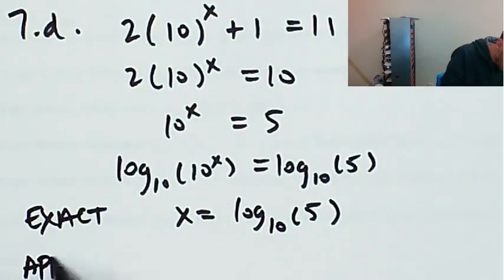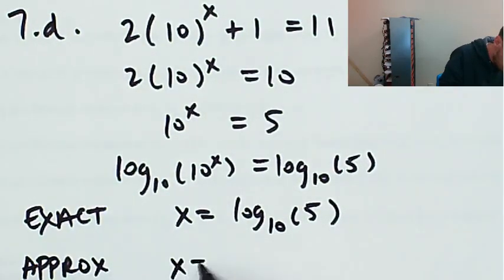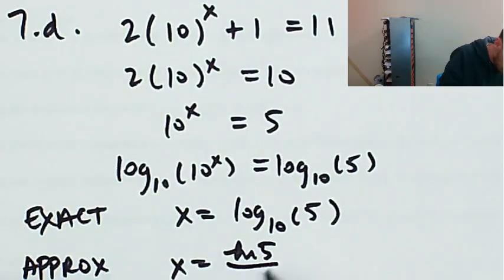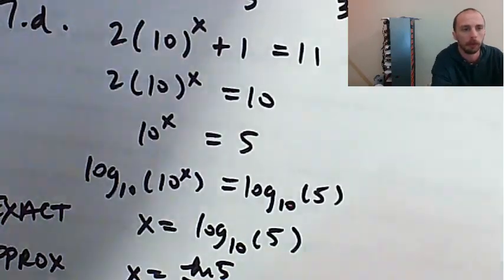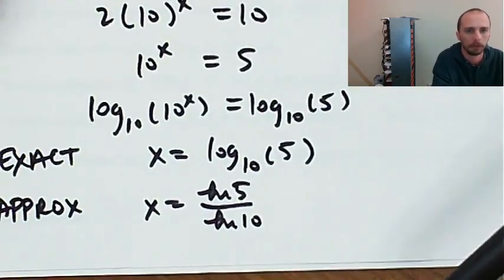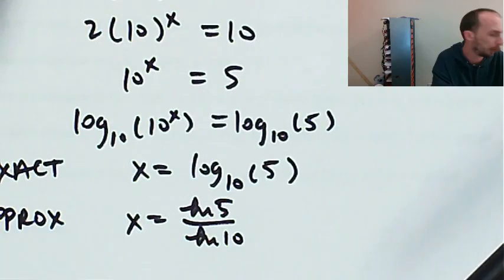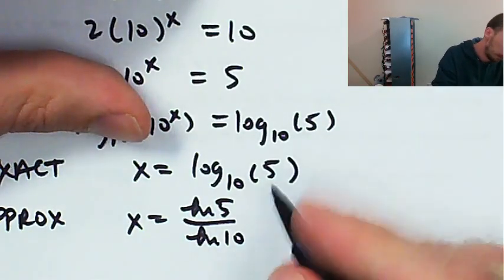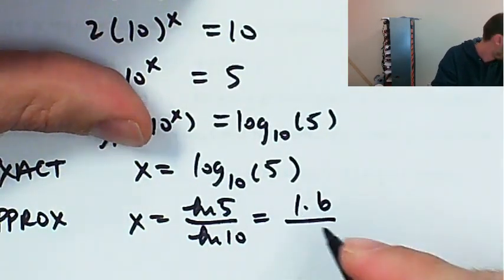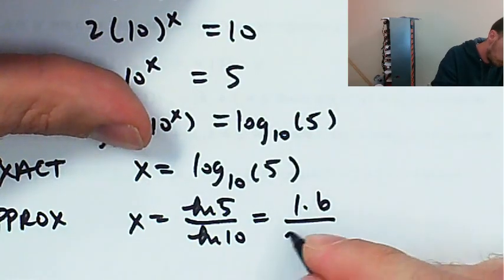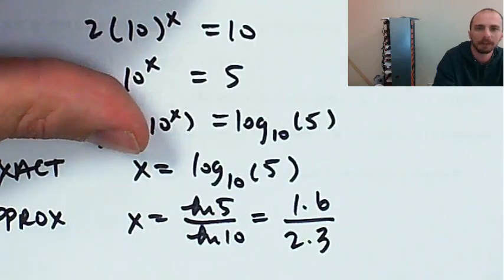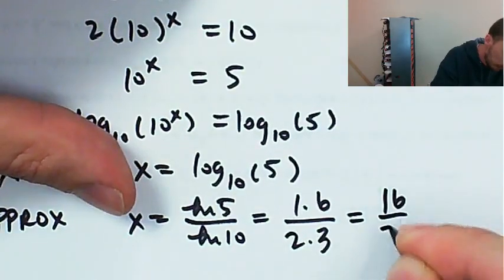In order to get an approximate value, I'm going to use the change of base formula. That'll be natural log of 5 divided by natural log 10. Look those up from the table. Wait, I feel like I did something wrong here. Okay, who knows? 1.6 divided by, that was natural log 5. Natural log 10 was 2.3 on the table. And 1.6 over 2.3, that'll be fine. Not sure what it would be if I was forgetting something, but all right.